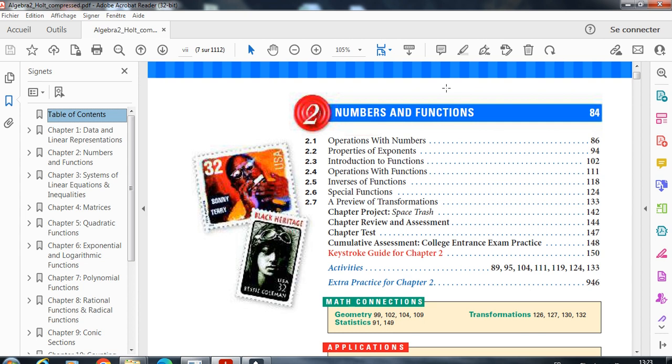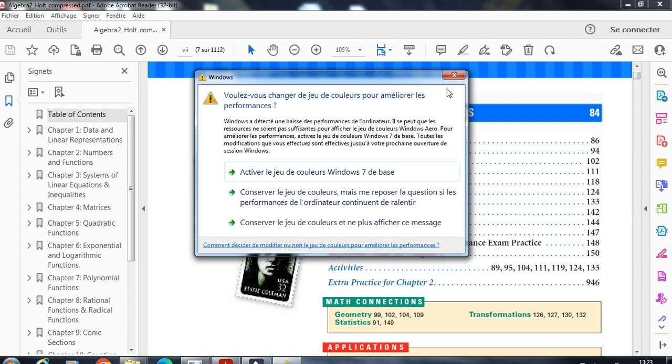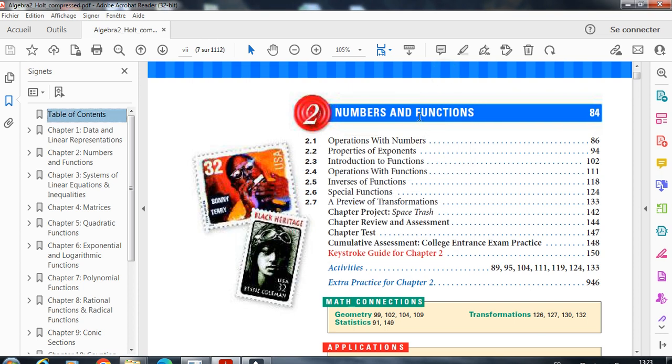So algebra 2 in general, grade 10. It's grade 10 who studied algebra 2. Okay, so we have the second chapter, numbers and functions.